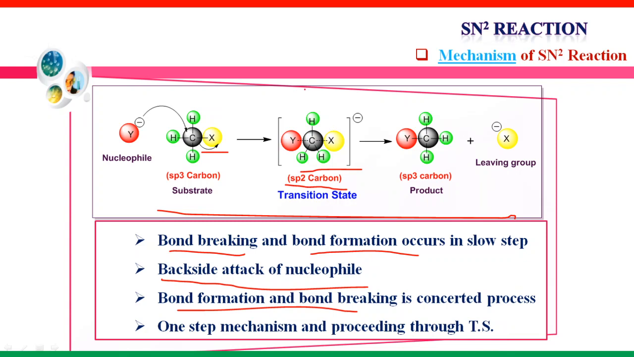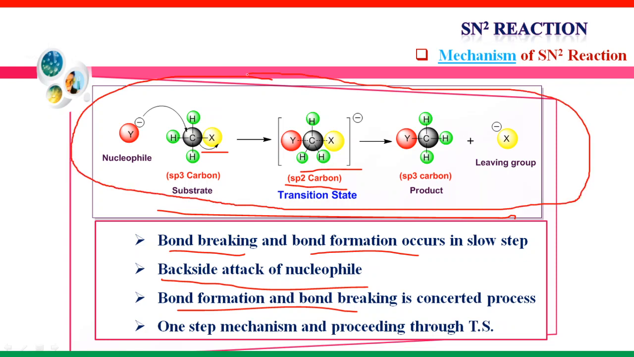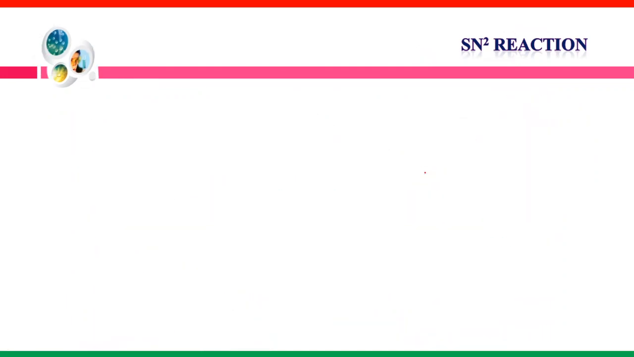This is the proposed mechanism of SN2 reaction. The backside attack of nucleophile occurs from the backside of the carbon-bromine bond, the carbon-leaving group bond. As partial bond formation starts between carbon and nucleophile, at the same time partial bond breaking starts to make the transition state. This transition state collapses to give the substitution product.